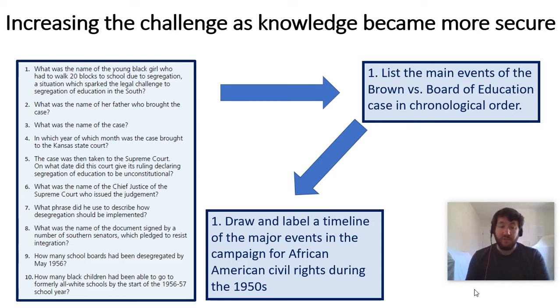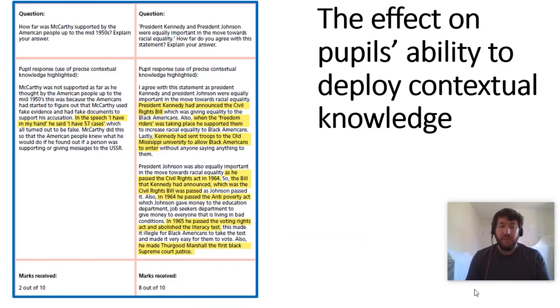The effect of this use of retrieval was obvious in pupils' performance in their subsequent assessment. Where previously pupils had used little contextual knowledge in their answers, now they were able to draw on the knowledge of events, people, and concepts stored securely in their long term memory. The highlighted yellow text represents the specific contextual knowledge used by the same pupil in their previous assessment on the left, when little or no systematic retrieval was used, and in their post retrieval assessment on the right.